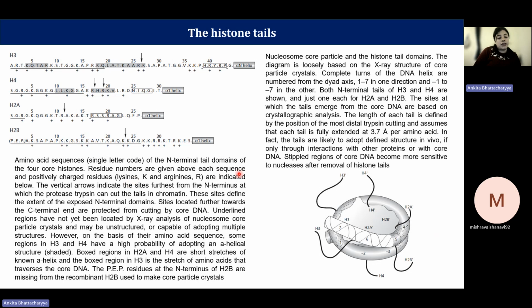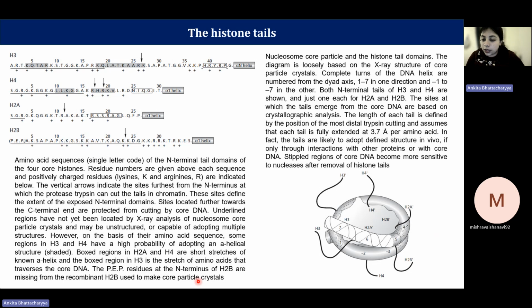Residue numbers are given above each sequence, and positively charged residues, which are lysine and arginine in this case, are indicated below. The vertical arrows indicate the sites which are farthest from the N-terminus at which the protease trypsin can cut the tails in the chromatin. These sites define the extent of the exposed N-terminal domains. What does this mean? The vertical arrows here indicate the sites which are farthest from the N-terminus where trypsin can actually cut chromatin tails. So that is how far the N-terminal domain tails are actually exposed.